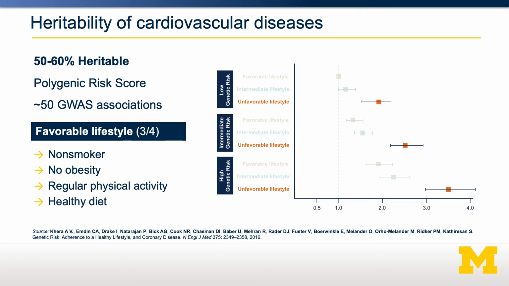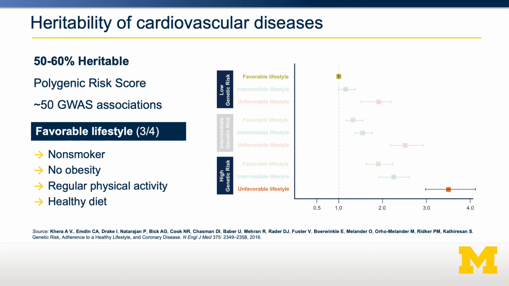What they found is within each group, a more unfavorable lifestyle is associated with higher risk of cardiovascular disease. If you look at the high genetic risk, unfavorable lifestyle group compared to the low genetic risk, most favorable lifestyle group, there is a very pronounced lifestyle effect, going from about a 2-fold increase to about a 3.5-fold increase.